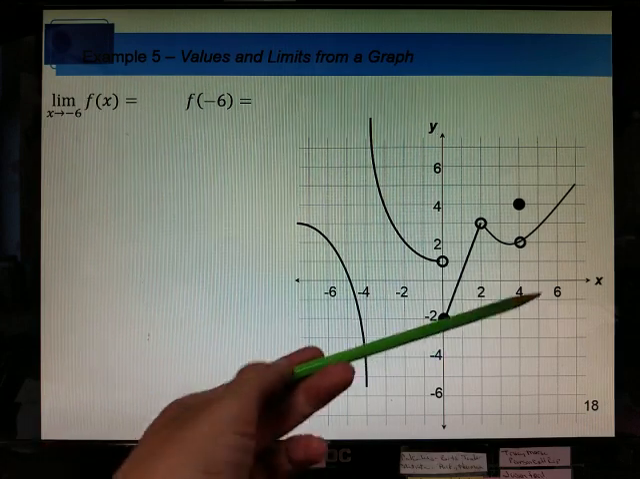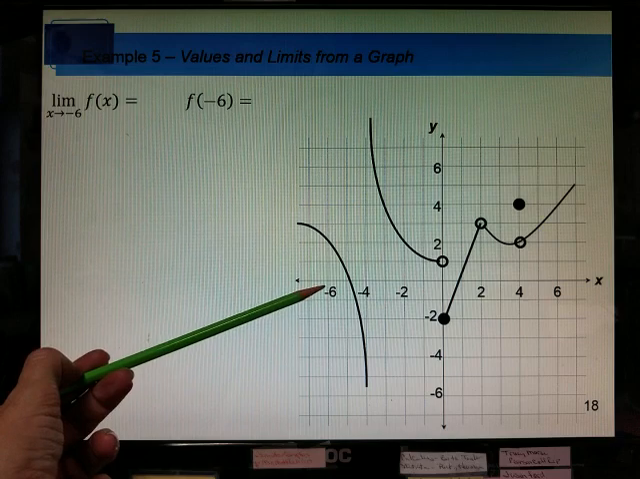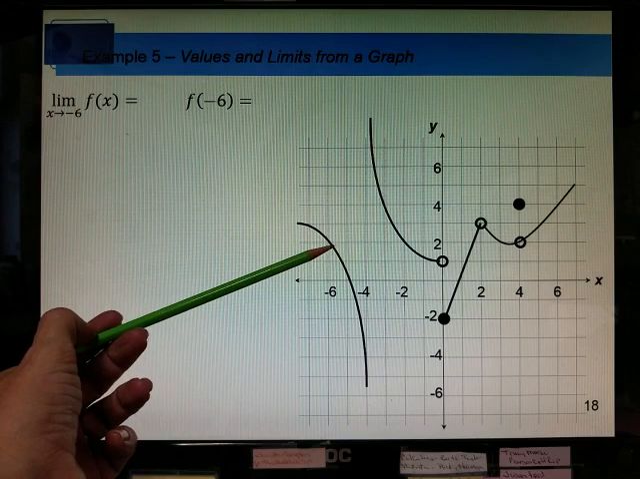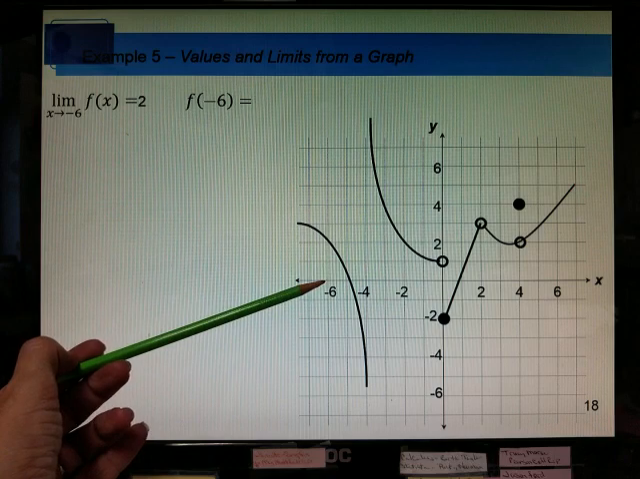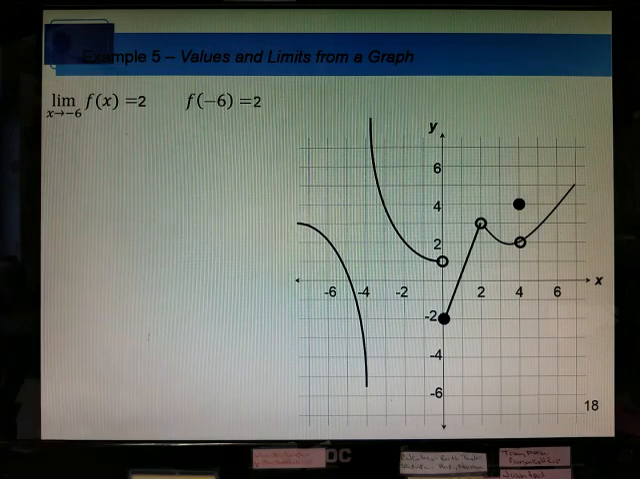So I'm going to go here to the graph where x is negative 6. The limit, that means what is the y approaching when x gets close to this, from the right and the left side? See, that y value right there is 2, from the right and from the left. So this limit would be 2. The value, when x equals negative 6, that y value is actually 2. So this answer would be 2 as well.